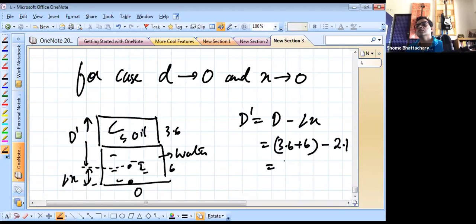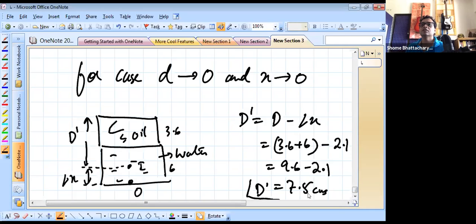Okay. So this is 9.6 minus 2.1. So it is 7.5 centimeters. So it is not just an approximation. You will understand that even if d is actually equal to 0, not tending to 0, so there is no air gap in between, still the angle of incidence and angle of reflection from water to oil will be the same as it would have been in that case where there is an air gap in between. So that is why this gives you the exact case. We are not even doing any approximation here. It's giving you the exact case.